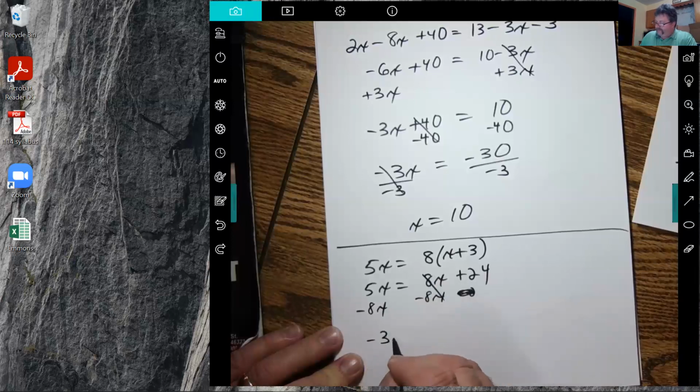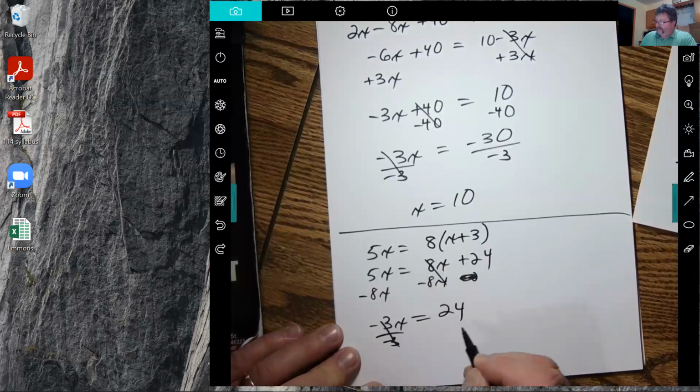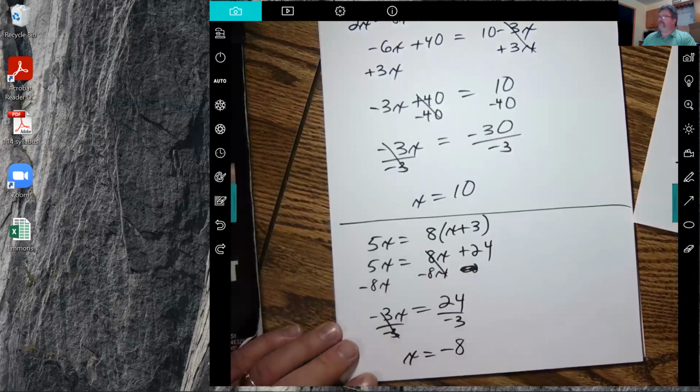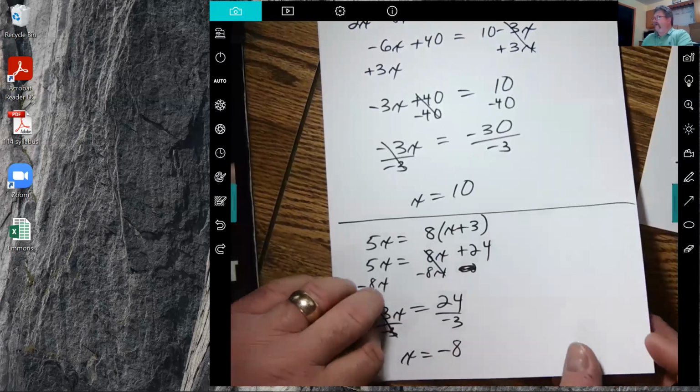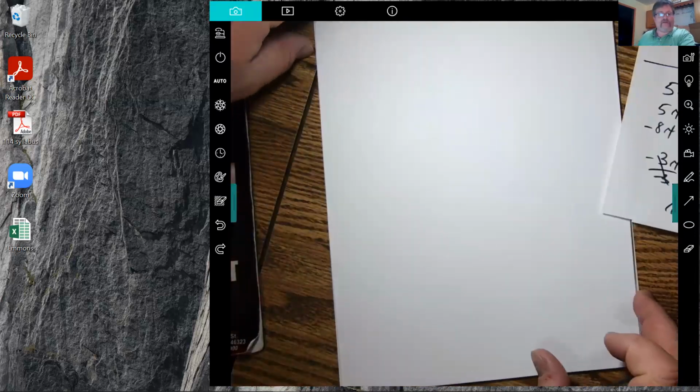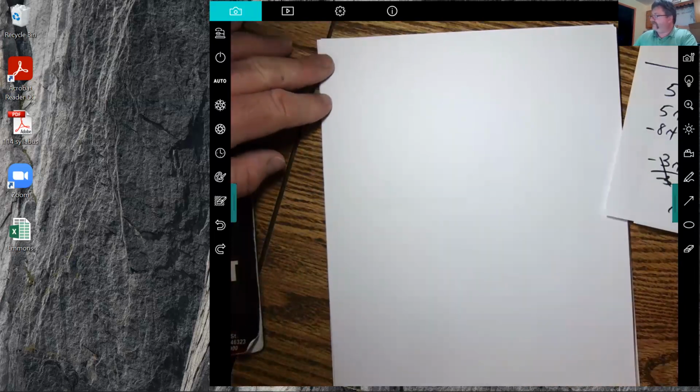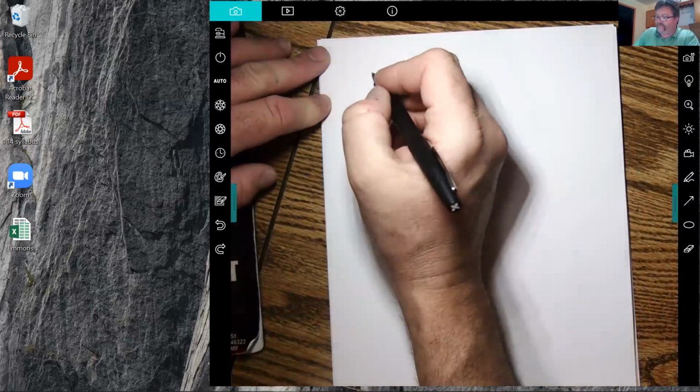I'm going to get -3x equals 24. Divide by -3, divide by -3. x equals -8. All right, well, if we can distribute once, we can certainly distribute twice, wouldn't you think? And that stands to reason.